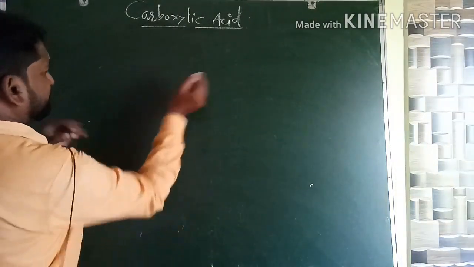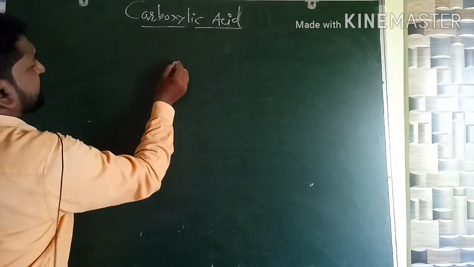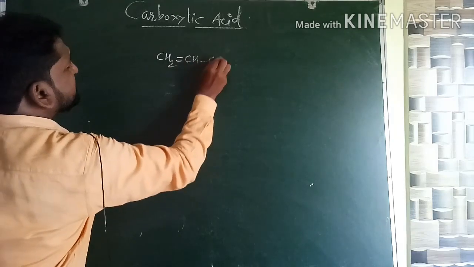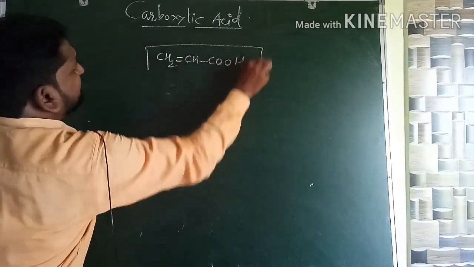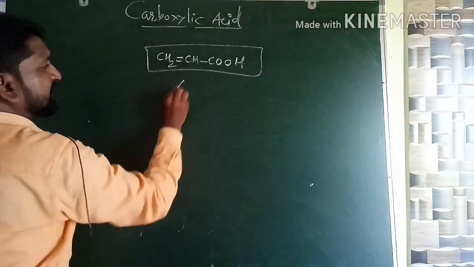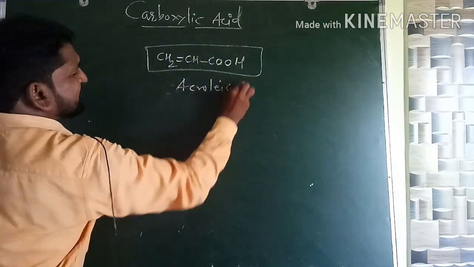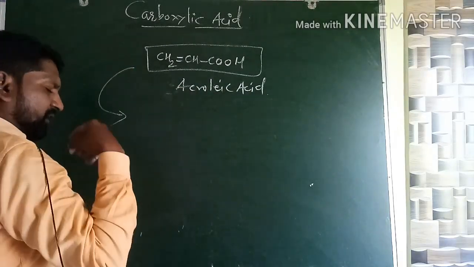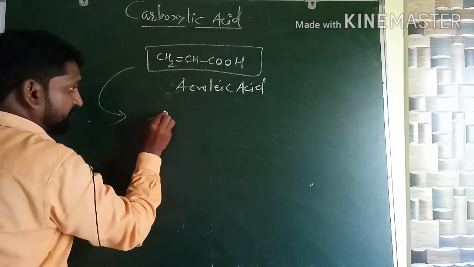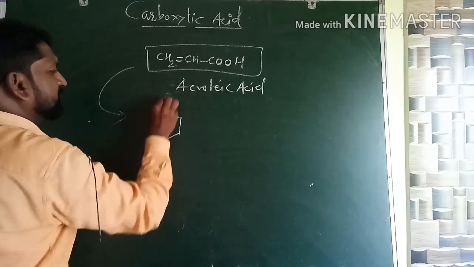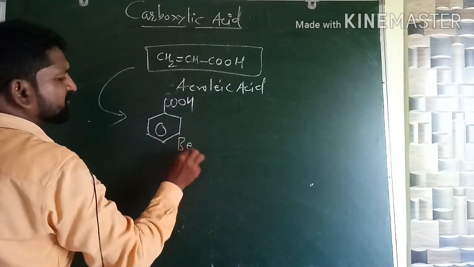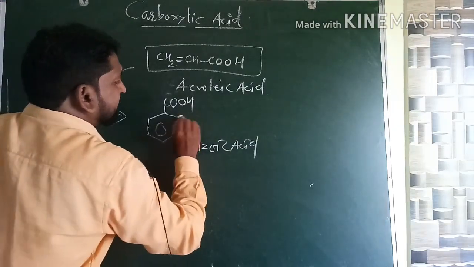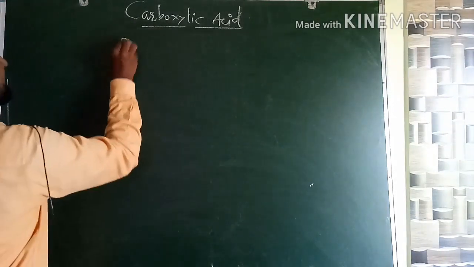Again see here, if we write CH2=CH COOH, it has a historical common name. What is that? Acrylic acid. Such type of acids are there. Now let's go to the aromatic acid. See here what happened. Okay, no doubt, COOH. What is this? Everybody knows, we have seen that. Benzoic acid, very popular acid.